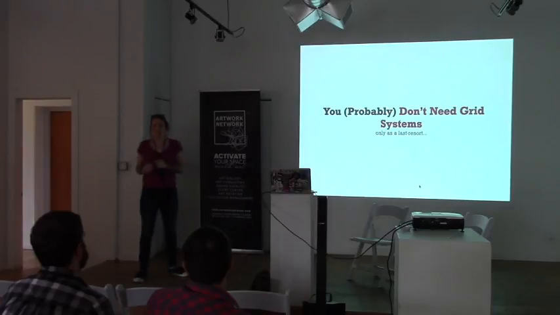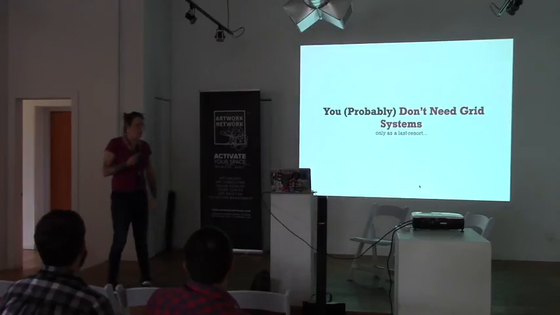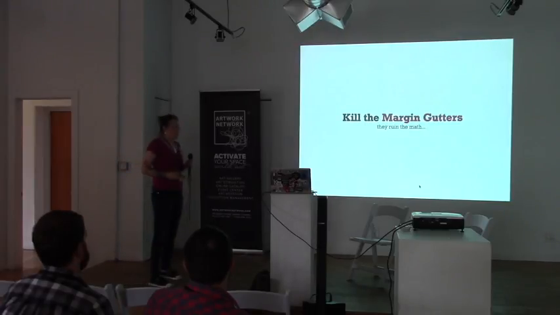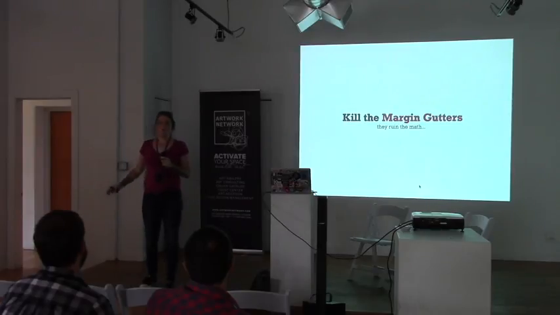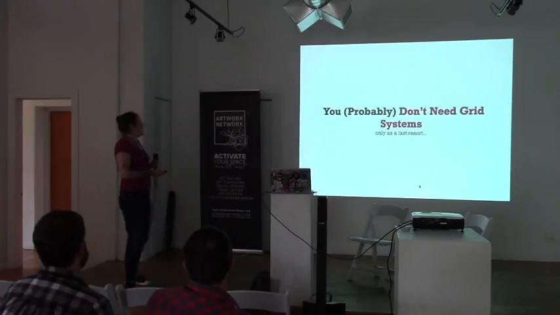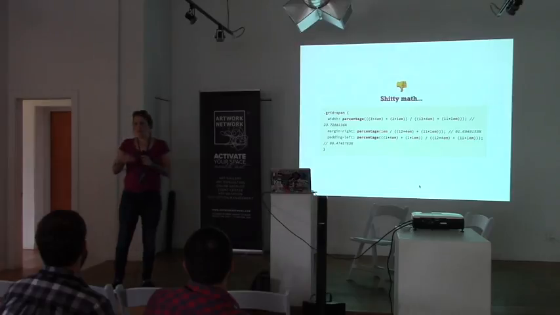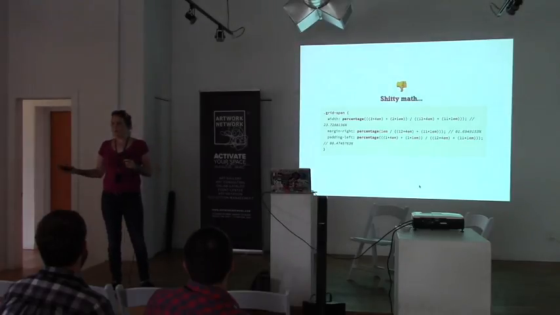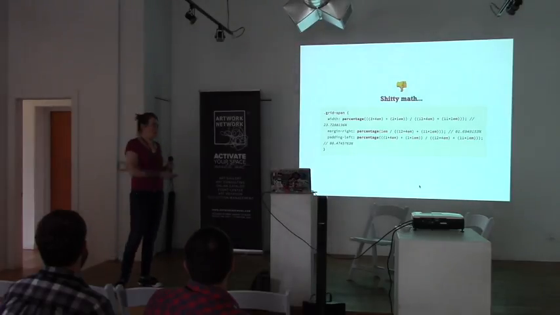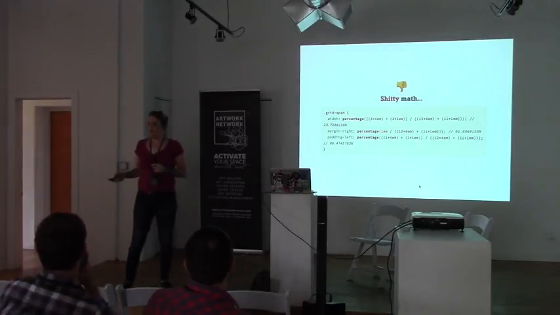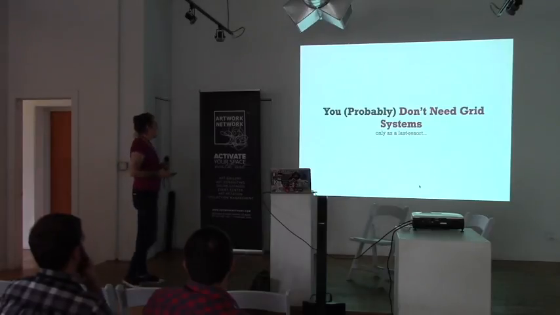So you probably don't need grid systems. There are a lot of ways to get around it now. Mostly they're just giving you loaded code that you don't need. So let's look at ways to do that. Kill the margin gutters. The math of a grid system is only difficult because we have gutters in the way. As soon as you take out the gutters, one column of 12 is a 12. And we can do that math easily. We don't need all of this to figure out how many gutters are between the 12 columns and how big the gutters are in relation to the column.